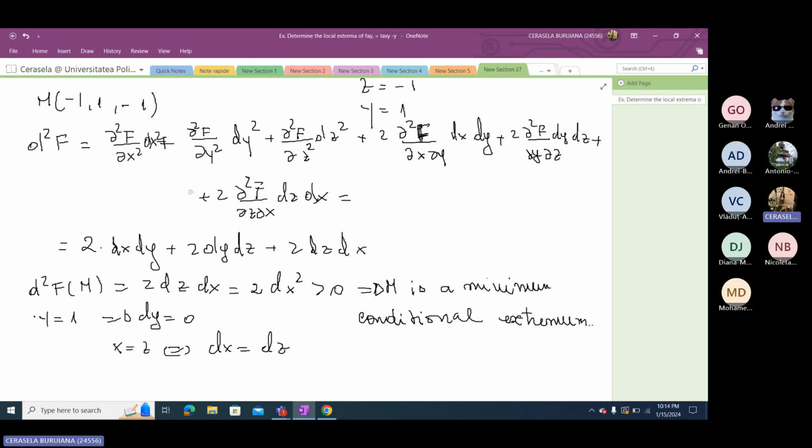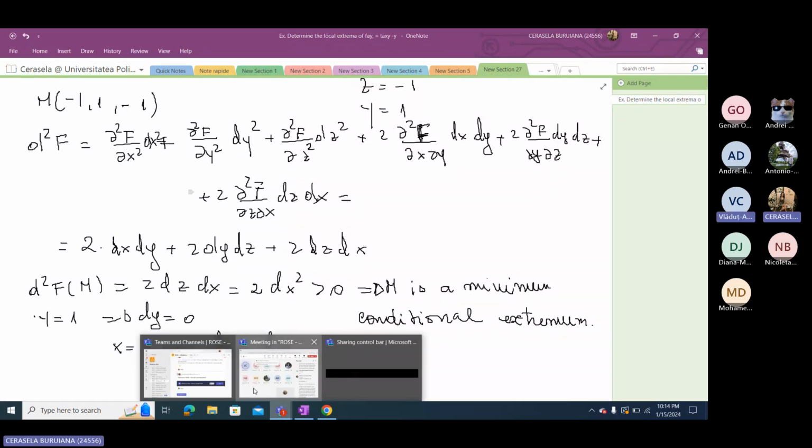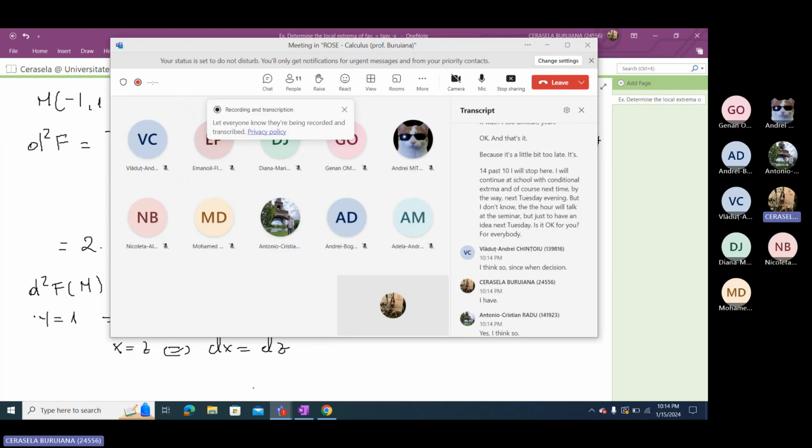Because it's a little bit too late, it's 14 past 10, I will stop here. I will continue at school with conditional extrema, and of course, next time, next Tuesday evening. I don't know the hour we'll talk at the seminar, but just to have an idea, next Tuesday, is it okay for everybody? I think so, since we're in the session. Yes, I think so.